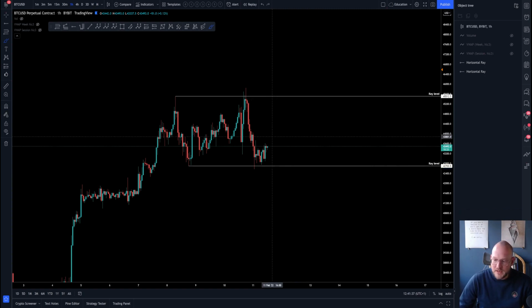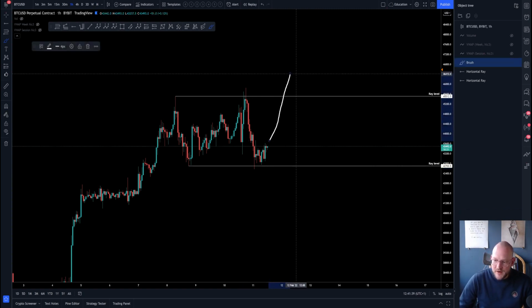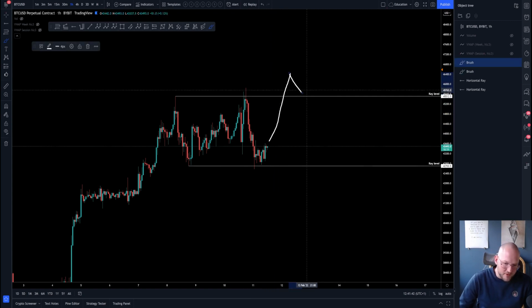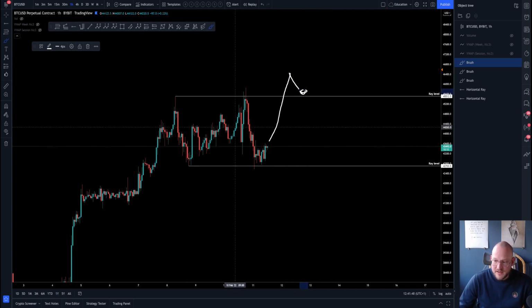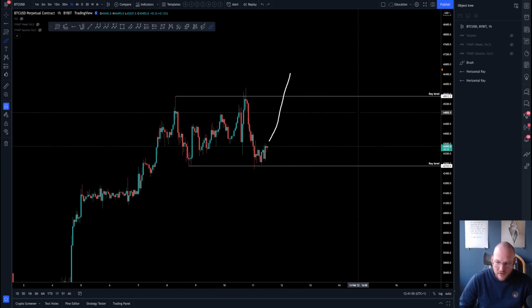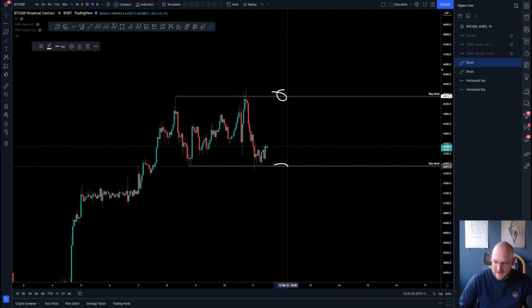So what does that really mean? If we start to break this level and backtest this level as support, then the next level comes into play, which for me at the moment simply is not relevant as long as we're staying within this range. So all I need right now is literally these two levels.